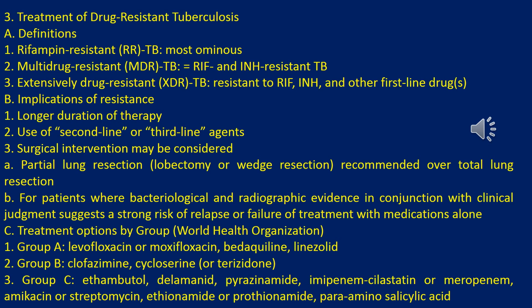C. Treatment options by group according to the World Health Organization. Group A includes levofloxacin or moxifloxacin, bedaquiline, and linezolid. Group B includes clofazimine, cycloserine, or terizidone. Group C includes ethambutol, delamanid, pyrazinamide, imipenem-cilastatin or meropenem, amikacin or streptomycin, ethionamide or prothionamide, para-aminosalicylic acid.